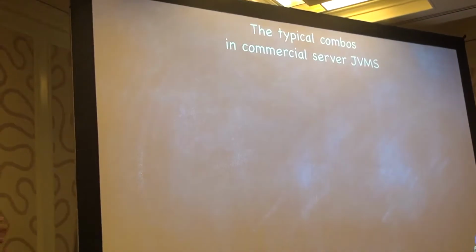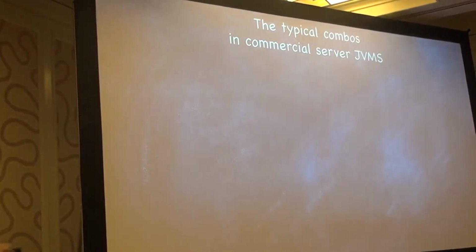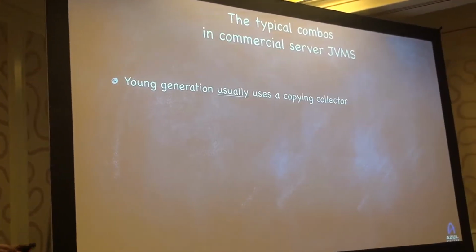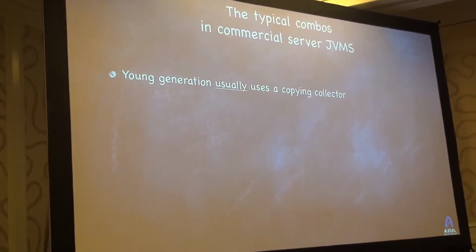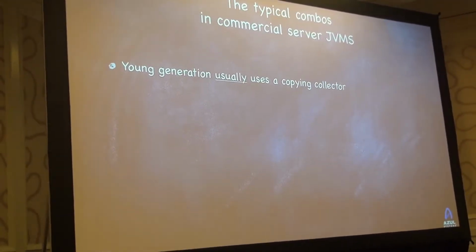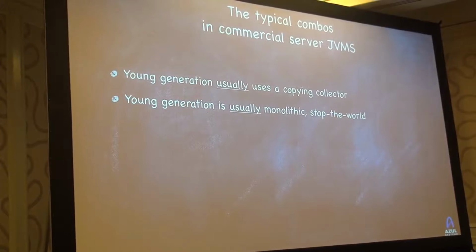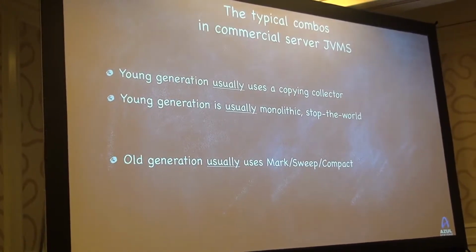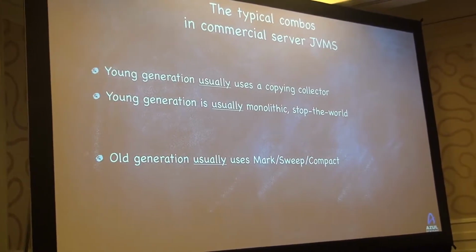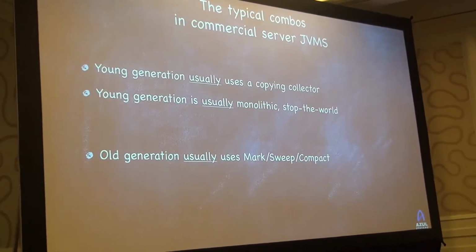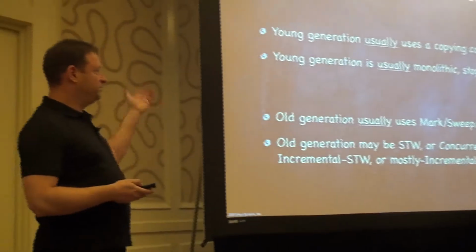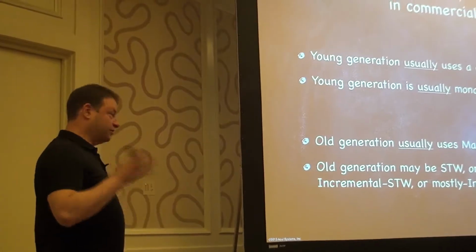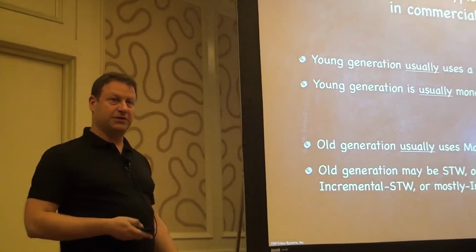Typical combinations of all this put together in commercial JVMs look like this. The young generation is usually, not always, but usually a copy collector. It's usually monolithic, and it's usually stop the world. The old generation is usually some variation of mark, sweep, compact, or mark, compact. And it could be any of the stop the world, concurrent, mostly concurrent, or incremental variations.